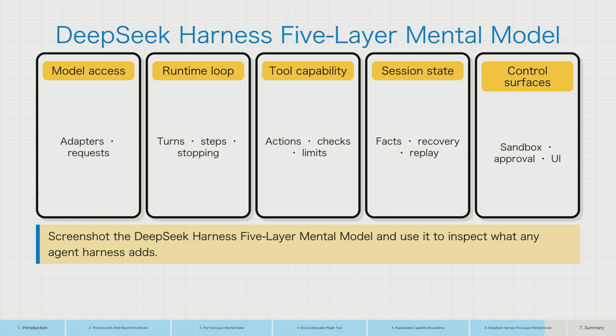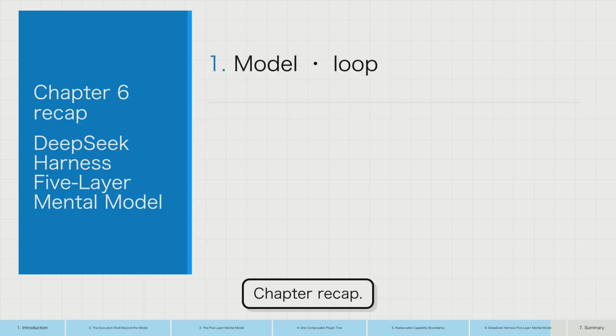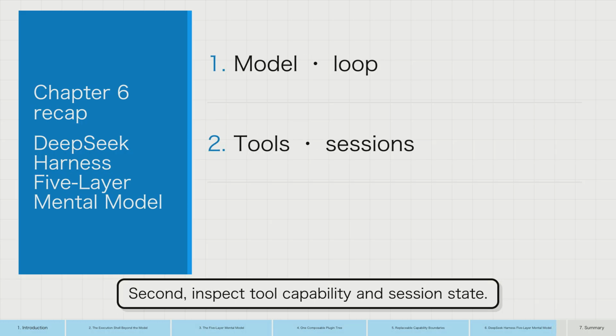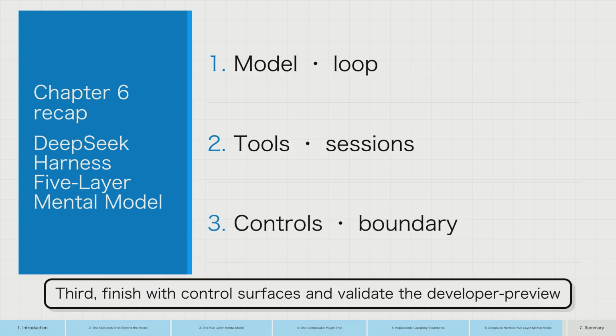Screenshot: DeepSeek harness, model, loop, tools, sessions, control. Chapter Recap. First, begin with model access and the runtime loop. Second, inspect tool capability and session state. Third, finish with control surfaces and validate the developer preview boundaries separately.